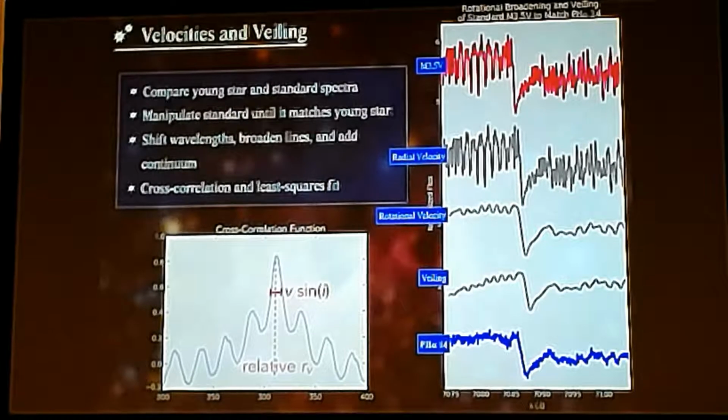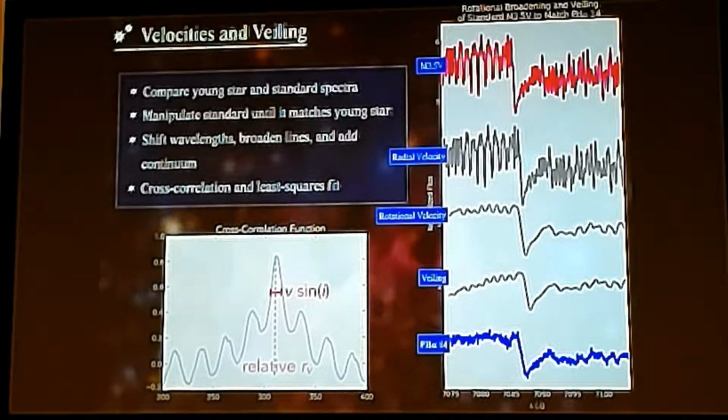We can get velocities. So we can get radial velocities, how is the star moving through space. We can get rotational velocities, how fast is the star spinning. And we can get veiling, which is that filling in of the spectral lines due to accretion that I mentioned. Okay? So we do that. We have a nice catalog of standards observed in the same way as our young stars. So we start with a standard, shown in pink all the way at the very top, that is of the same spectral type as the young star.